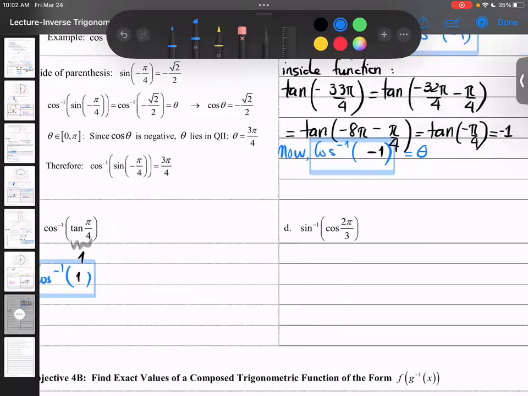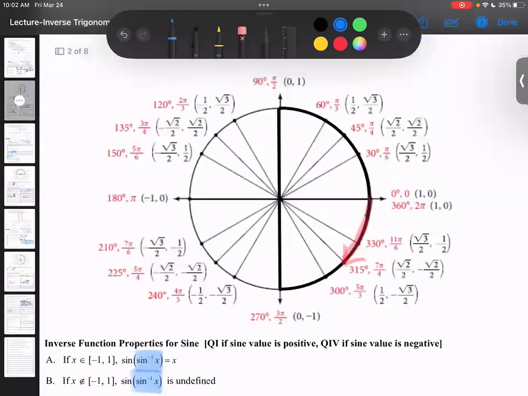Can I evaluate cosine of 2 pi over 3? Is 2 pi over 3 inside the domain of cosine? Remember the domain of cosine again, from 0 to pi, right? Yes. Think of it like 3 pi over 3. So 2 pi over 3 is inside. What is cosine of 2 pi over 3? Can you look in your unit circle? 2 pi over 3, so right here, negative 1/2, thank you.